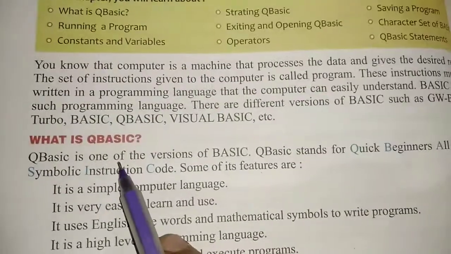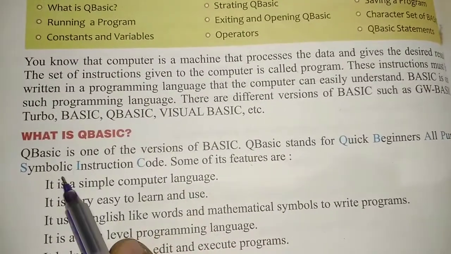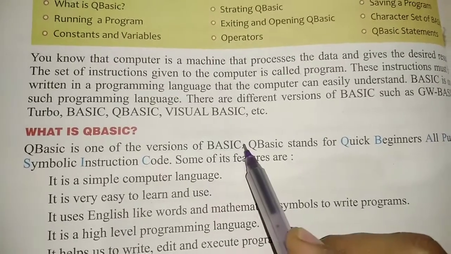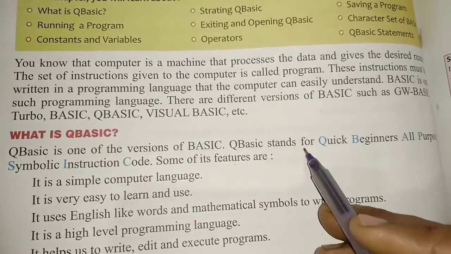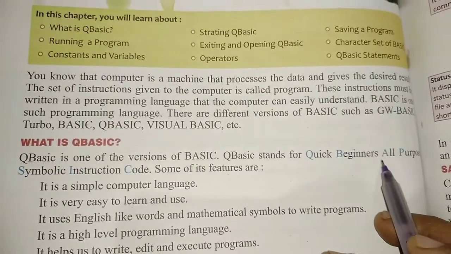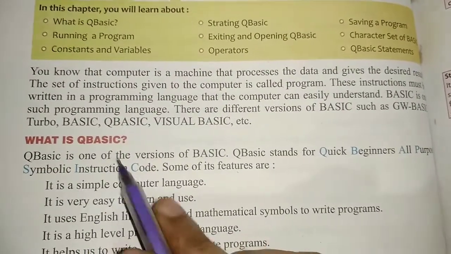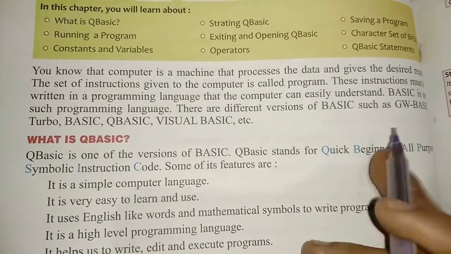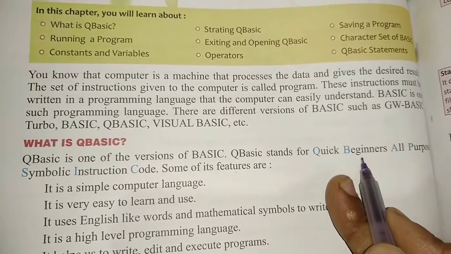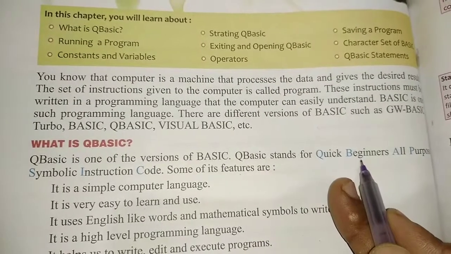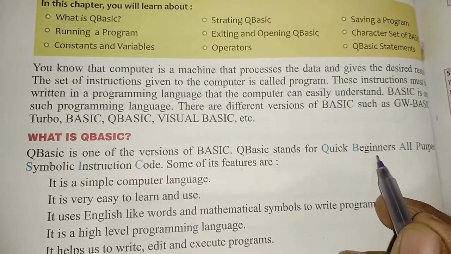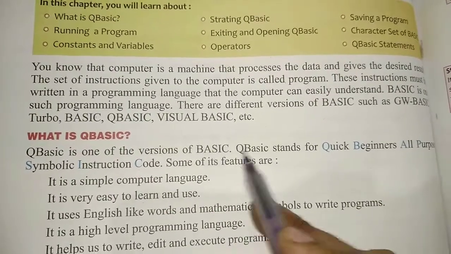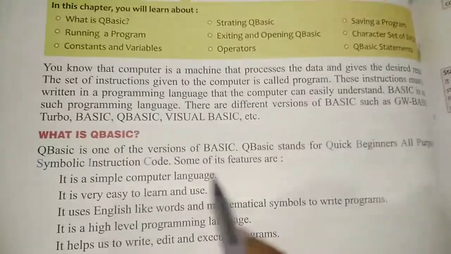Now what is QBasic? QBasic is one of the versions of BASIC. QBasic BASIC का ही एक one version है. QBasic stands for Quick Beginner All-purpose Symbolic Instruction Code. This programming language is only for beginners, and if you are trying to start, you want to make a program but you don't know anything about it, you can use QBasic because it's very easy to understand.